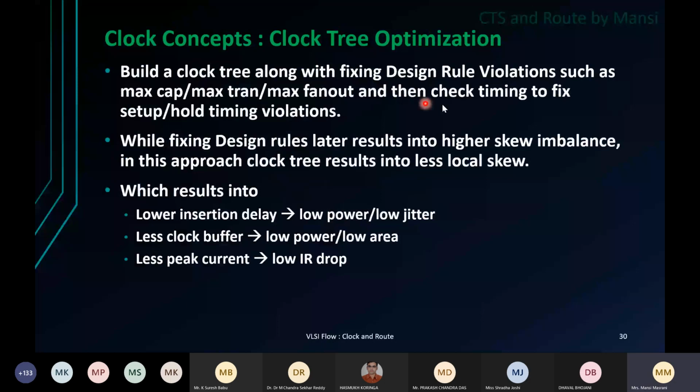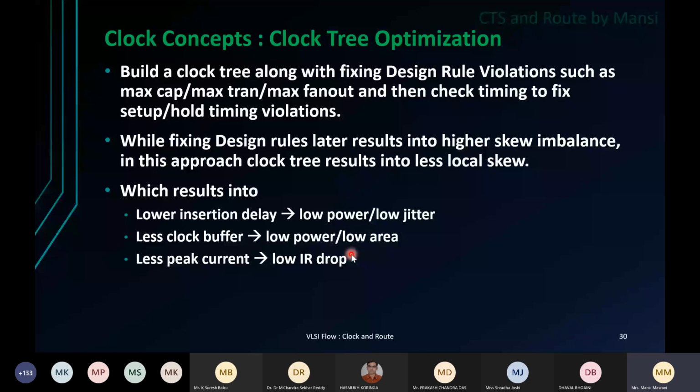Okay. Now, one good thing that happens while you're fixing max cap, max tran, and max fan out is that you end up having a clock tree which is widely balanced in terms of skew. So you have very little skew to fix. If it has very little local skew and very little insertion delay, definitely your clock is going to use low power. It's going to use low area when you have fewer buffers. If it has less peak current, then you are not going to see any IR drop issues.